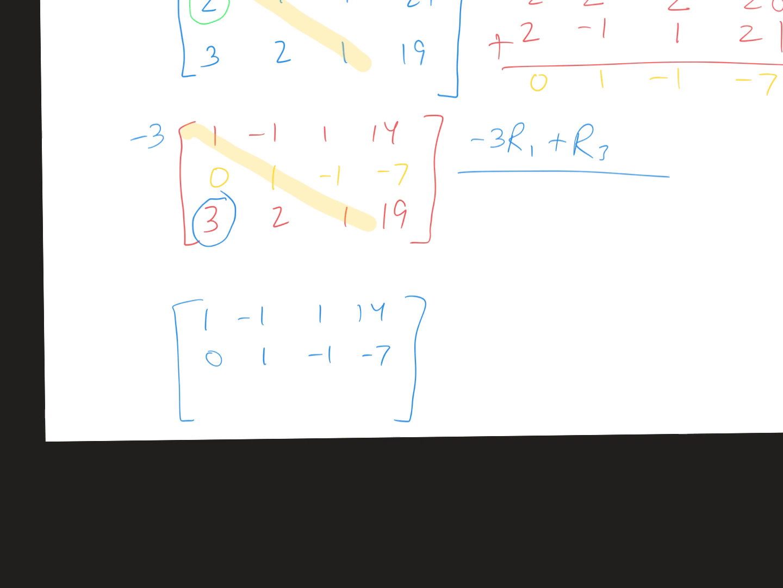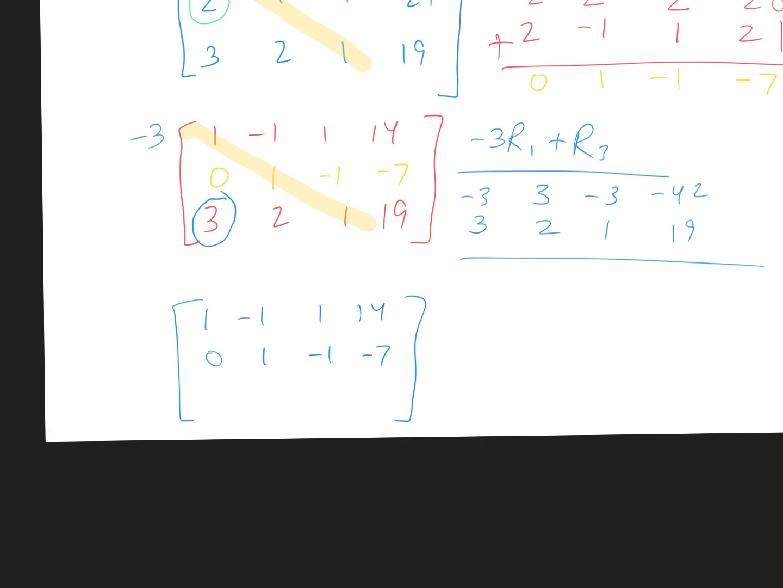So now let's take -3 times row 1. So -3 times 1 is -3. -3 times -1 is 3. -3 times 1 is -3. What's -3 times 14? -42, thank you. And I'm going to add it, we said, to row 3. So 3, 2, 1, 19.